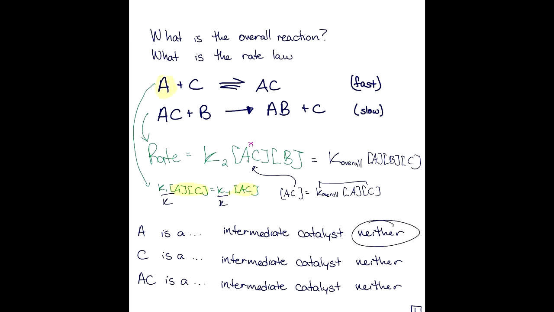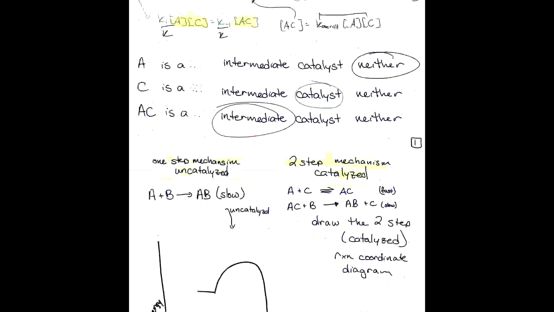Neither, because it is a reactant, yeah. But that's tricky, right? Because what? C is a what? A catalyst. But look, aren't both of them reactants, right? But what's the difference with C? It's consumed and then produced at the end, while A is just consumed. So that's what makes A a reactant, but C a catalyst. And then finally, AC is a what? Intermediate, perfect. All right, keep going.